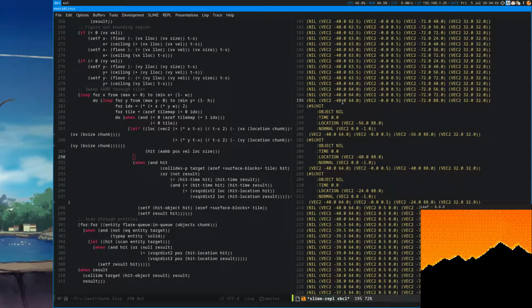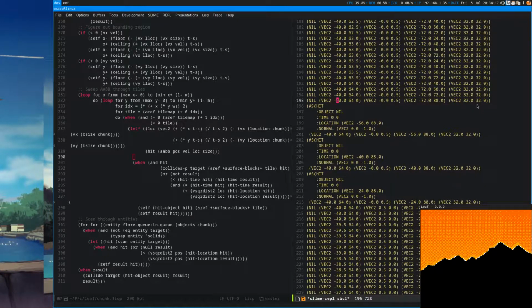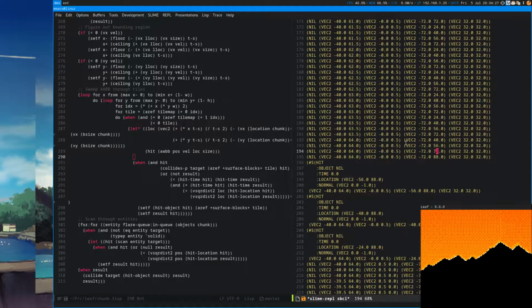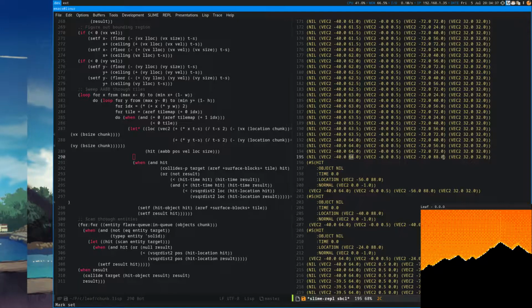So, it's at minus 40. We have a Y. 72 minus. Okay. Right. So, that should hit. No, wait, that's the X. This is fine. 88. Where are we at? 64, we're moving upwards. Plus, so again, 96.